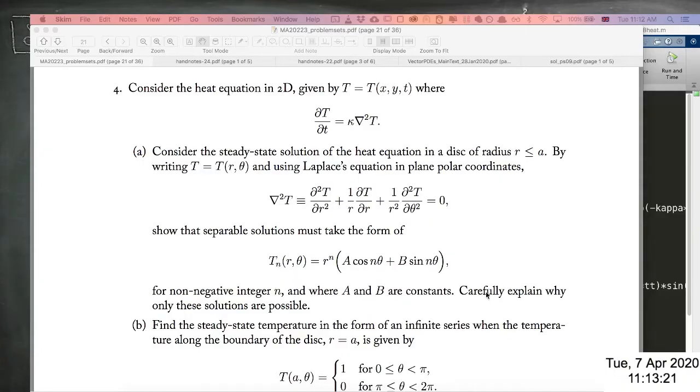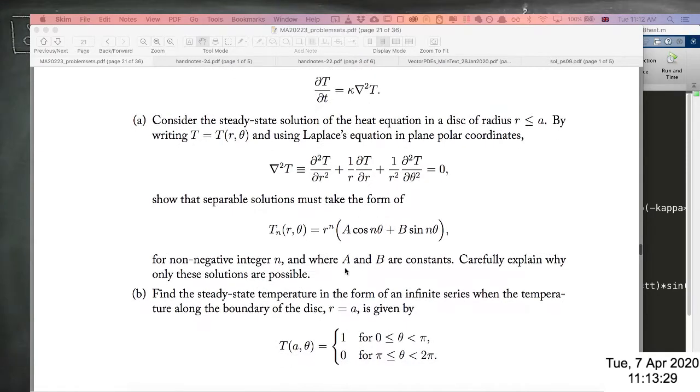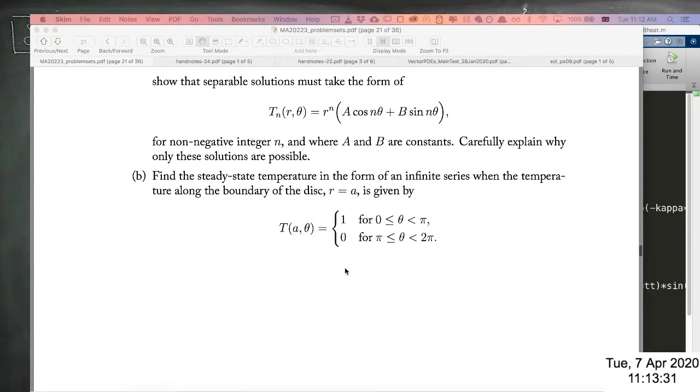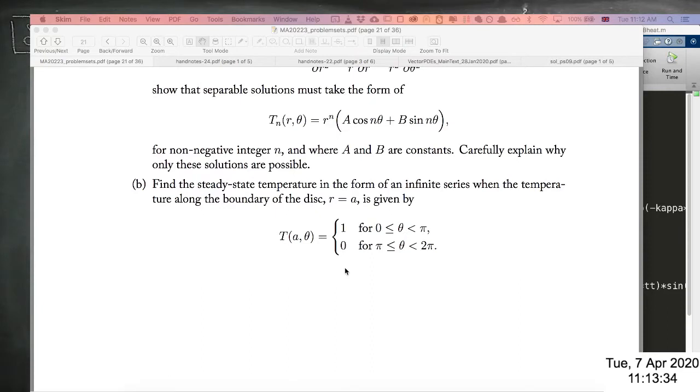Let's look. We've just shown that we have these separable solutions. Here I didn't write it with an an and bn, but it doesn't matter. The next part of the question is asking you to find the steady state temperature in the form of an infinite series when the temperature along the boundary of the disk, r is equal to a, is equal to this function here. So in the upper part of the disk, the temperature is 1 at the edge. This is at r is equal to a. And at the lower boundary of the disk, the temperature is 0.